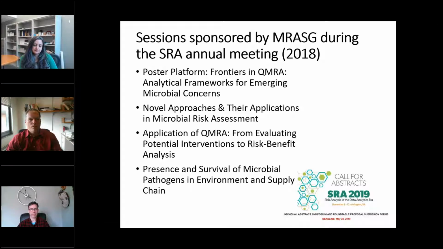Each year, typically, we have multiple sessions at SRA. These are examples of sessions we had in 2018, and we're hoping for a very productive conference this year. We had a poster platform on analytical frameworks for emerging microbial concerns. We looked into novel approaches and applications of microbial risk assessment, including agent-based modeling. And we did a lot of talks on interventions and cost-benefit analysis, and also survival of pathogens. I also encourage members to be ready and submit their abstracts for the upcoming SRA.